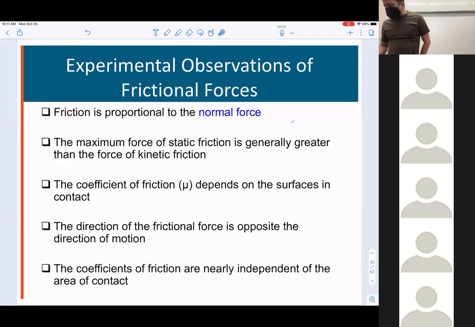And we also notice that the force of static friction is generally greater than the force of kinetic friction. This is a statement that it's easier to keep it moving once it's moving, but it's harder to get it to move from rest.